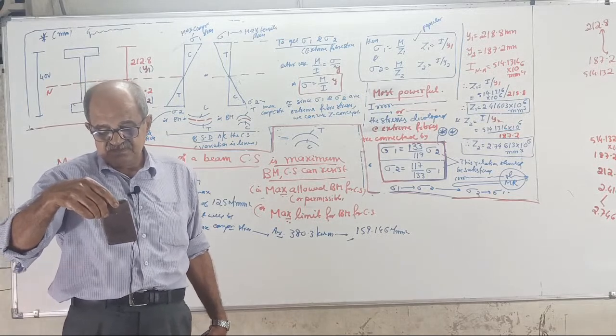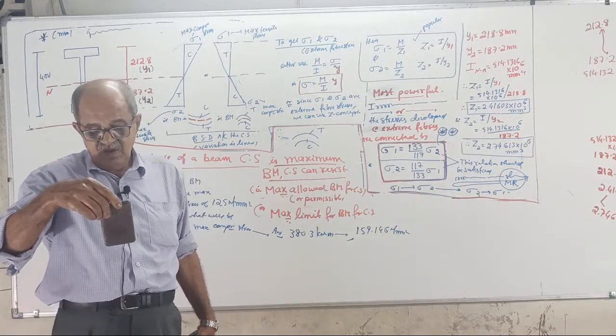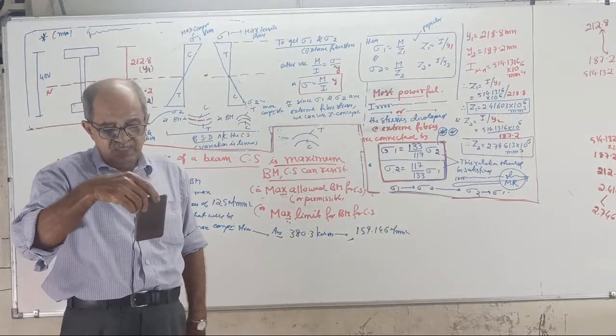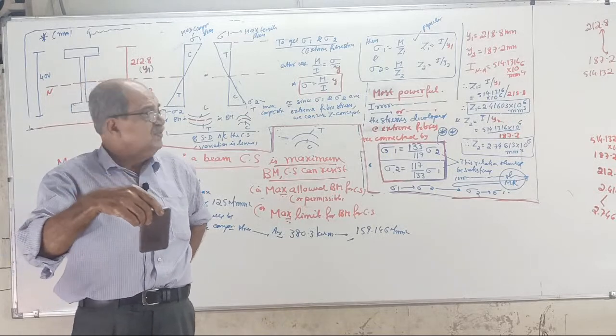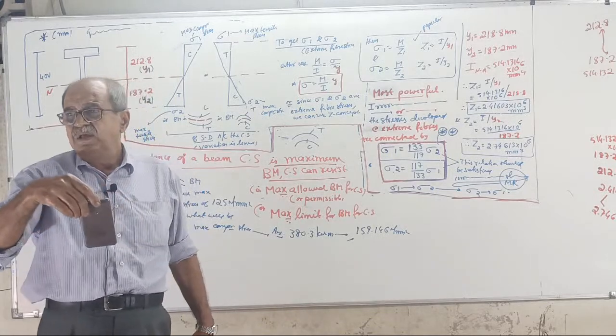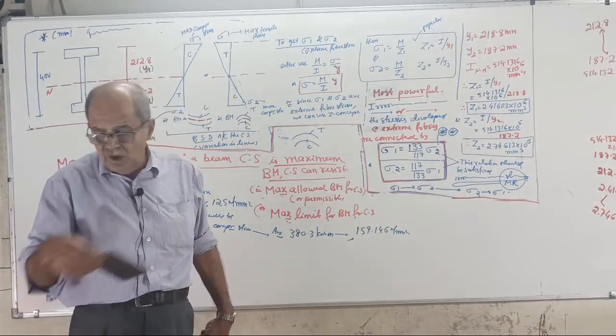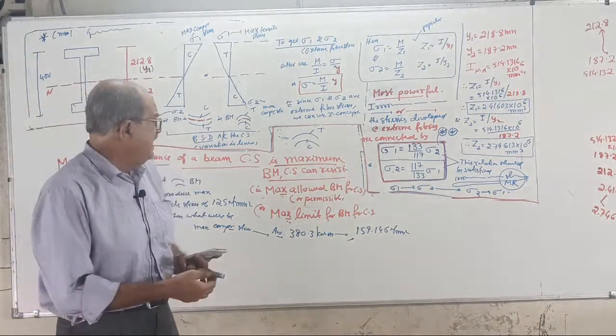Fast. Which fiber? This much difficulty. No, you are not answering the question. They are asking what BM will produce tensile stress of 125. So, top fiber. Based on that, find the bending moment.